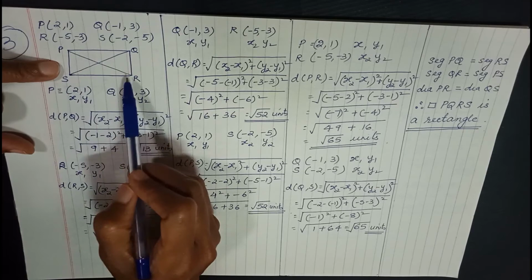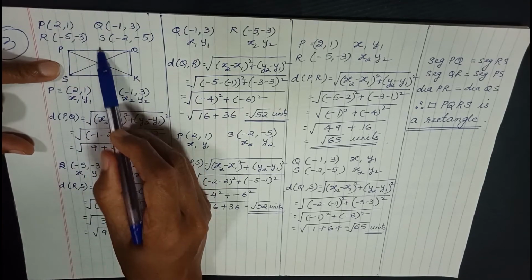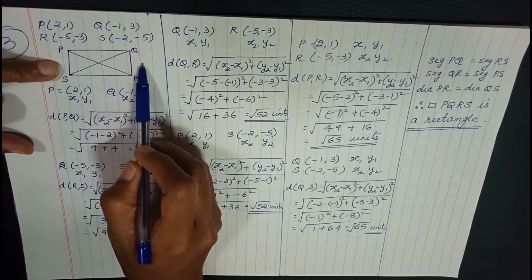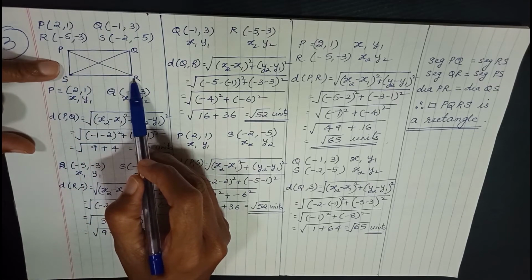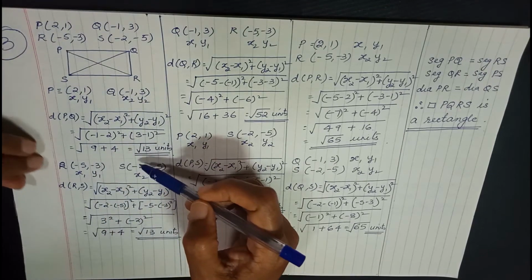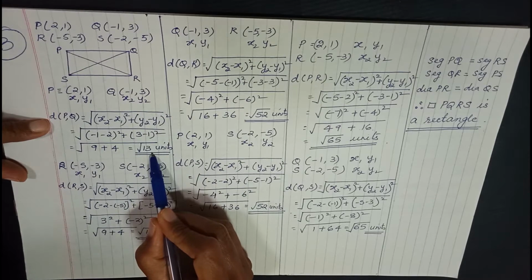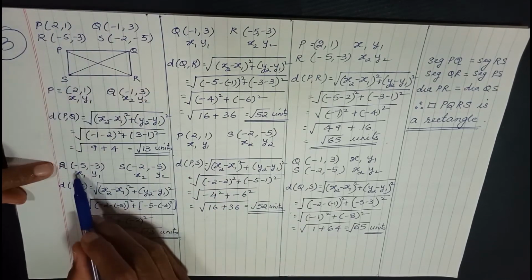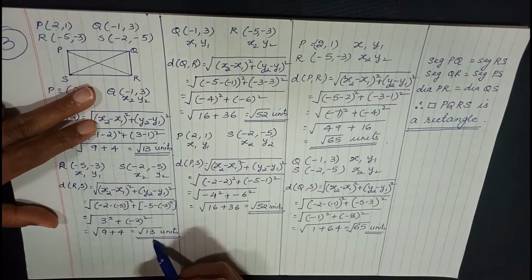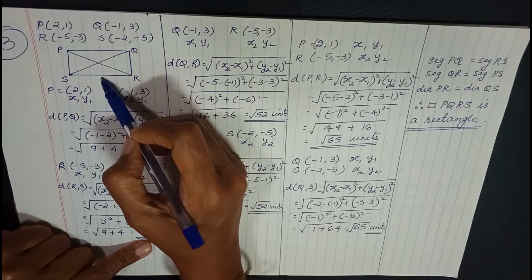So if you have to prove that this quadrilateral is a rectangle, not only you will have to prove that opposite sides are equal, but you will also have to prove that the diagonals are equal in length. So here you can see I have found out PQ first using the distance formula. I got root 13. Now the side opposite to PQ is SR. So using S and R, again I found out that the distance is root 13.